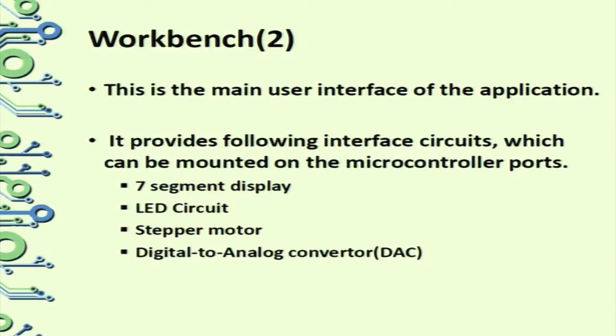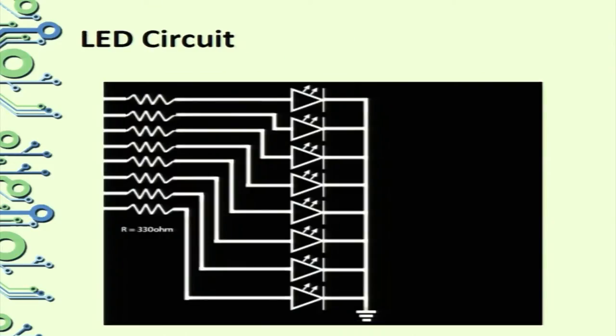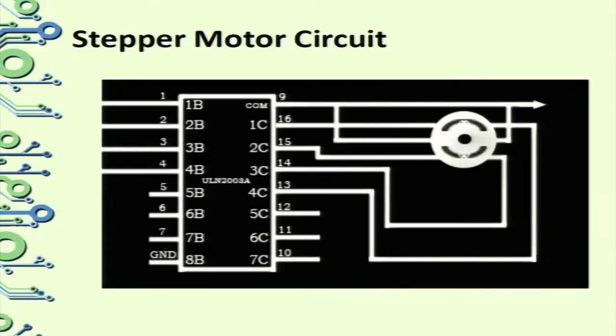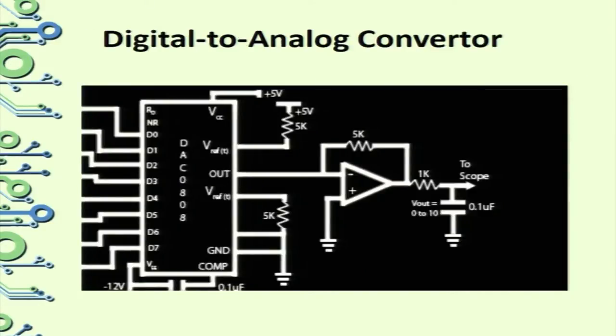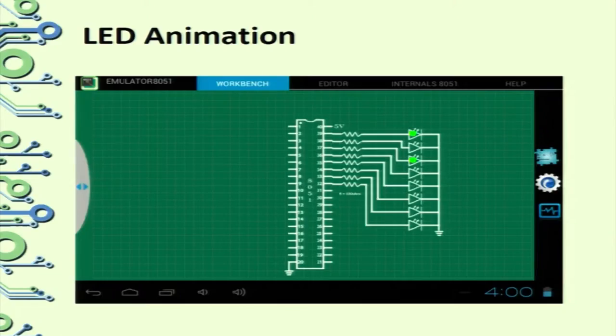in the circuit panel. These circuits are the 7-segment display, the LED circuit, the stepper motor circuit, and the digital to analog converter. The assembler updates the port values according to the assembly code that is written, and the corresponding animation could be seen on the formulated circuit which is present on the workbench. For instance, the glow of the LED which is shown in this picture is depicted once the code corresponding to this has been written.